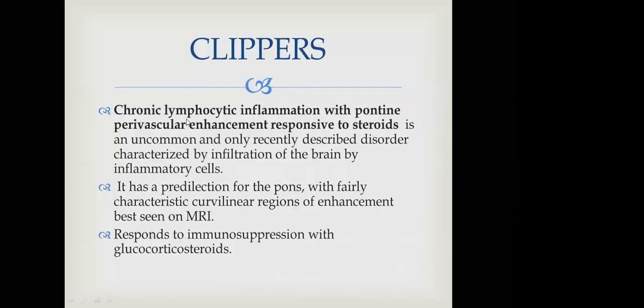CLIPPERS syndrome is a chronic lymphocytic inflammation with pontine perivascular enhancement responsive to steroids. Responding to steroids, it is an uncommon and only recently described disorder characterized by infiltration of the brain by inflammatory cells. It has a predilection for the pons with a fairly characteristic curvilinear region of enhancement best seen in MRI, and responds to immune suppression with corticosteroids.